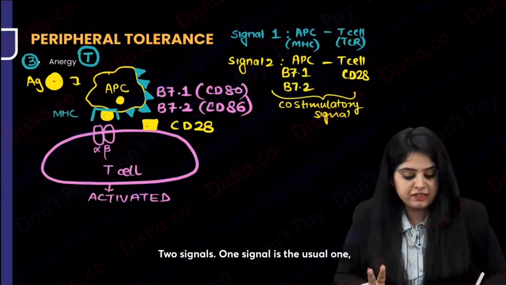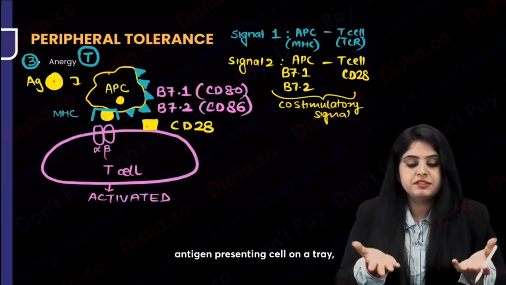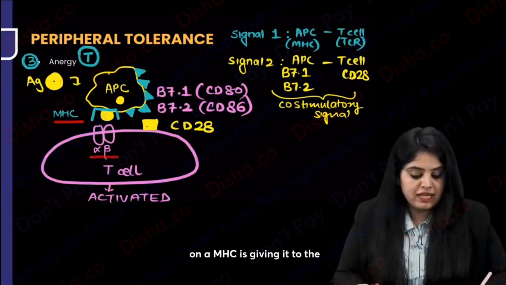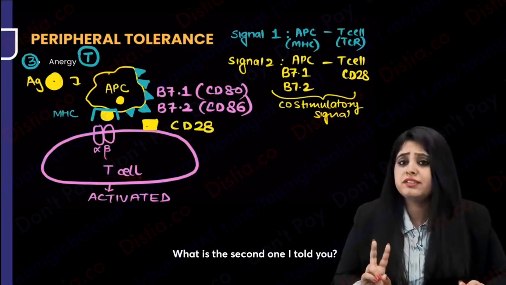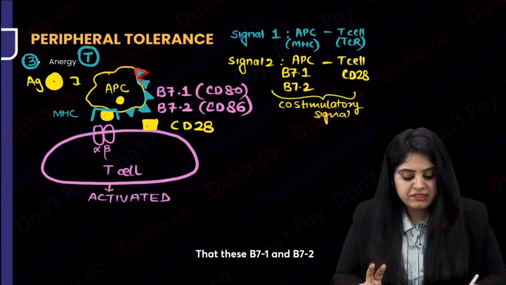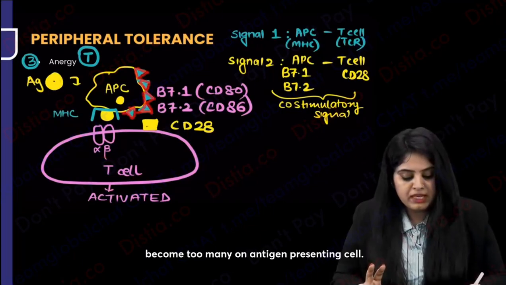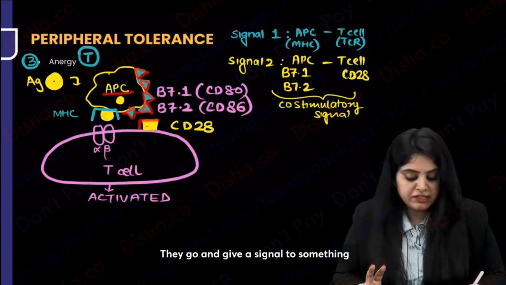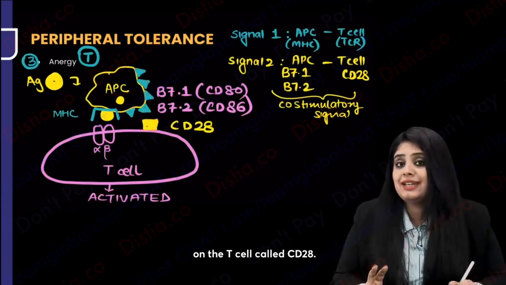Two signals. One signal is the usual one: the antigen presenting cell presents the antigen on an MHC to the alpha beta of a T cell. What is the second one I told you? That B7-1 and B7-2 become too many on the antigen presenting cell. They go and give a signal to something on the T cell called CD28.